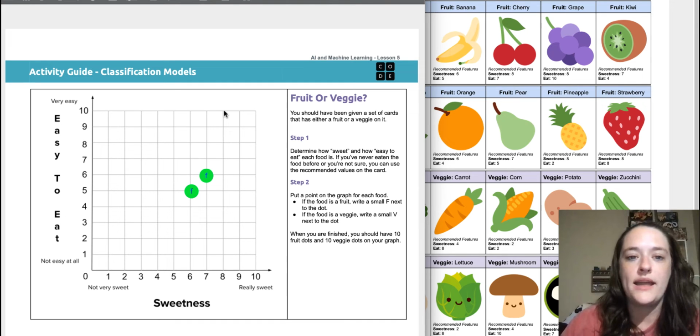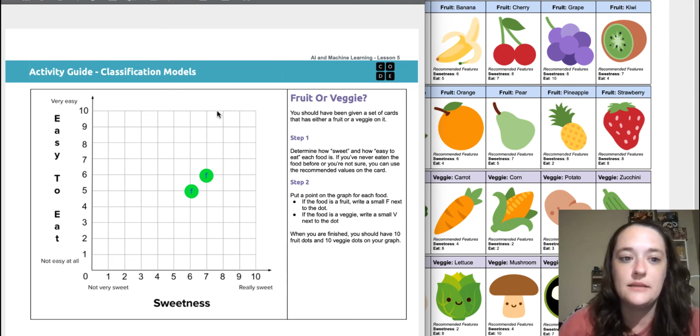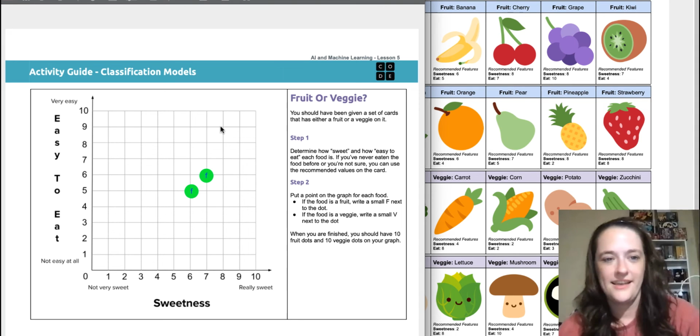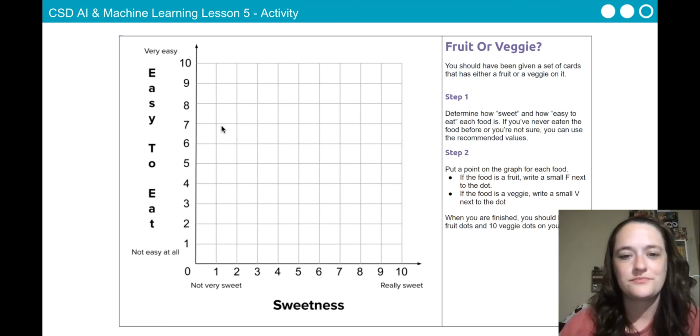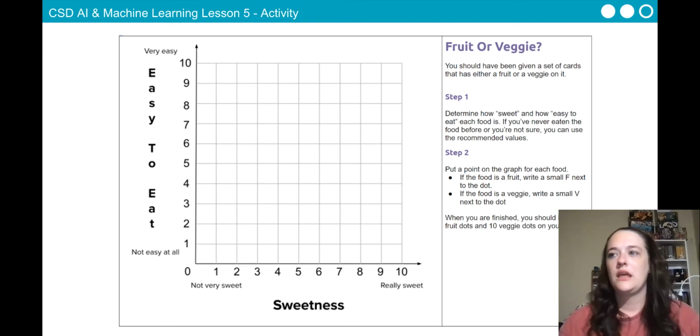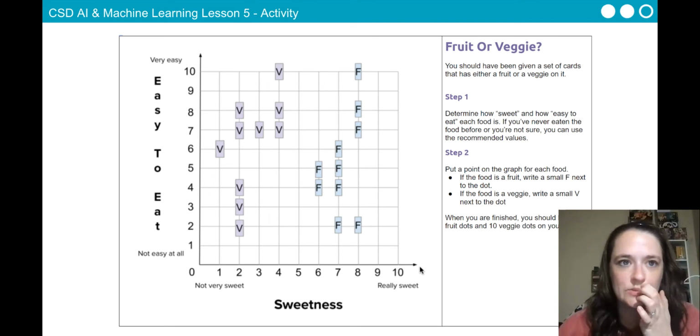the y-axis. So this right here would be grapes. And I would agree, except unless they have seeds in them. And then it might not be so easy. Might be like a 9. All right. So let's look at our chart.